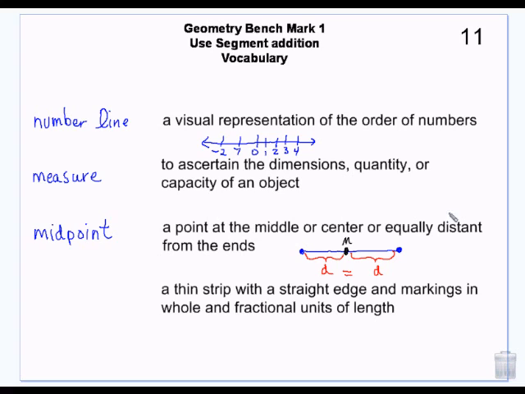And you don't have to write down this definition either. A ruler is a thin strip with a straight edge and markings in whole and fractional units of length. That is the technical definition for a ruler. You guys know what a ruler is, right? Yeah. Okay, so you're good. I want you to make sure, though, that you do write down midpoint. You do need to know what a midpoint is, so for sure write that one down.